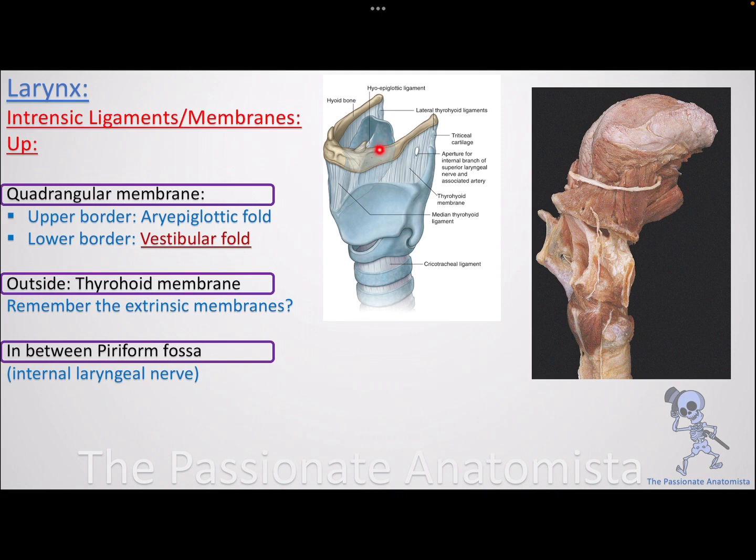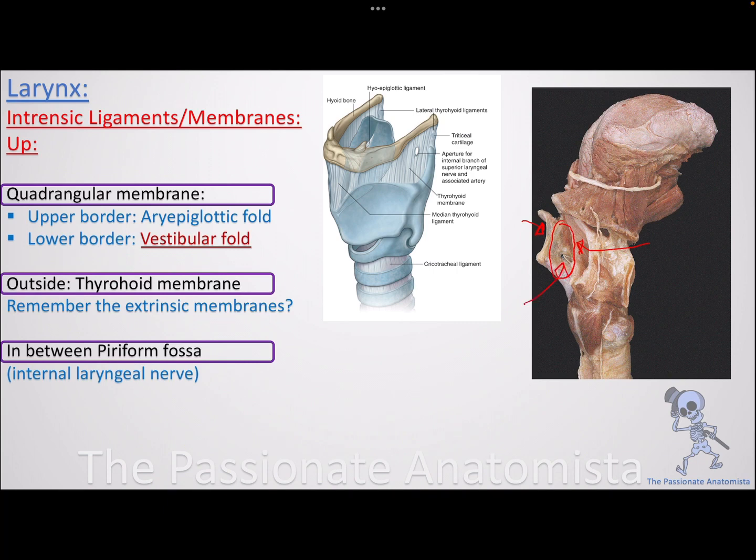Remember when we talked about the extrinsic membranes? The topmost membrane of the extrinsic ones was the thyroid membrane, which was connecting my thyroid cartilage to the hyoid bone. I want you guys to know one thing. Externally, the thyroid membrane; internally, we have the epiglottic fold. In between them, we have a very important fossa, which is what we call the pyriform fossa. So again, this is the thyroid membrane externally, this is the epiglottic fold internally, and the quadrangular membrane. Between them, we have an important fossa, and that is what we call the pyriform fossa.